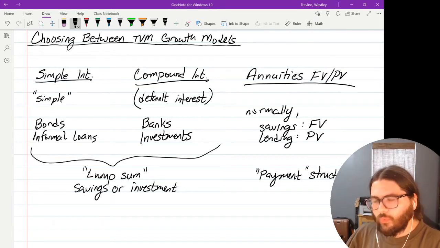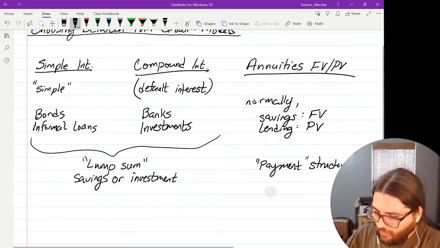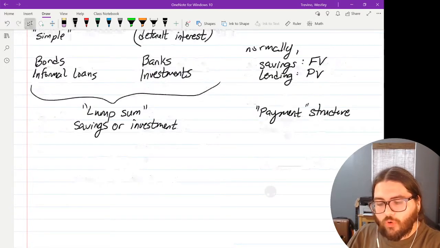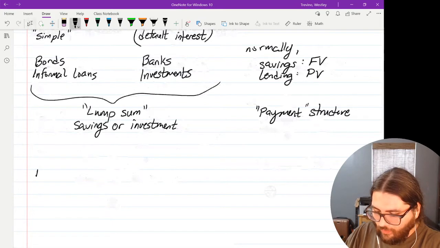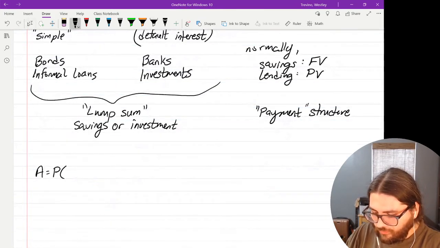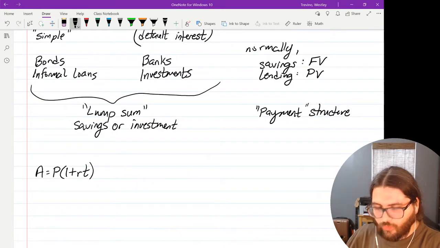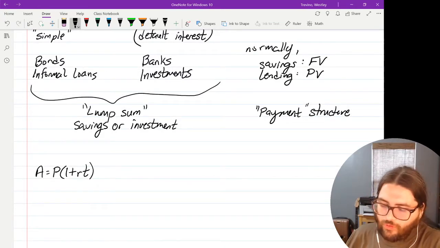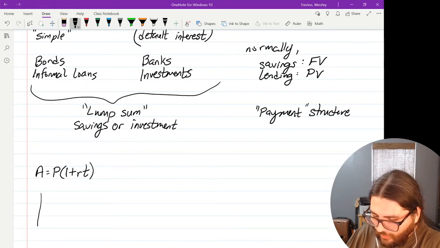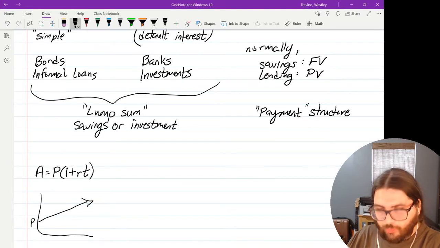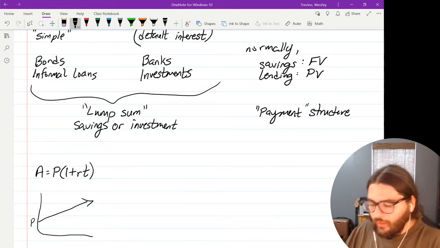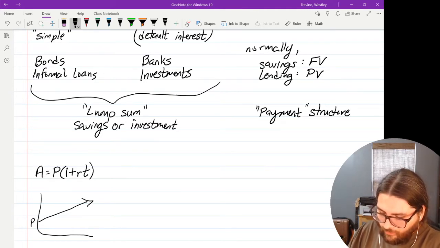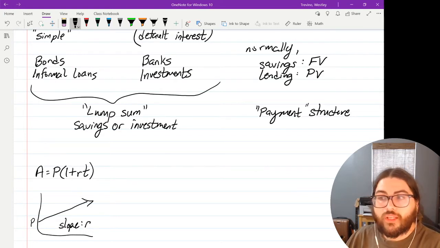So there's a couple of good ways to keep track of all of the different modes of money growth that we have. The formulas look pretty similar. Here is our simple interest formula: A equals P times (1 plus RT). And that thing looks like a straight line because it is a straight line. If we looked at this on a graph, it would start at the present value P, and the slope of this line would be R, the interest rate.